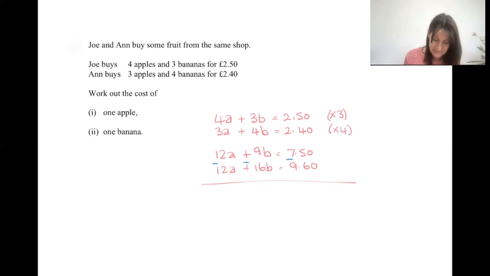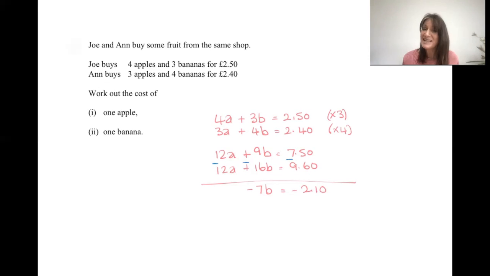To get rid of the A's means I can just concentrate on the B's. 12 A's take away 12 A's, I have no A's, they've gone. 9B take away 16B is giving me minus 7B. Do not fear the negatives. You've got a calculator to help you anyway. £7.50 take £9.60 is going to give me minus 2.1 or 2.10, depending on how you're looking at this.